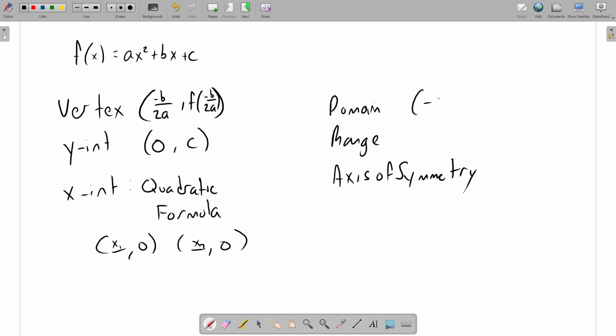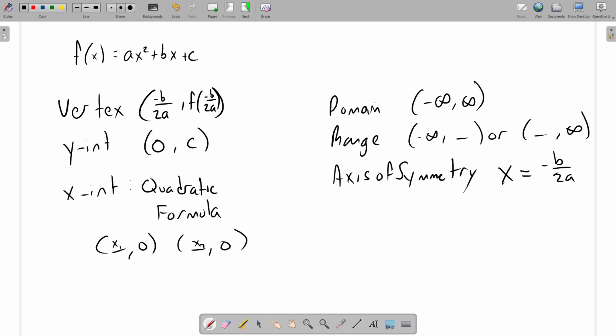We know that domain is always from negative infinity to infinity because these are parabolas. The range is going to be negative infinity to some y value, or some y value to positive infinity. And the axis of symmetry is always going to be x equals negative b over 2a. If you're confused about this domain and range, it's something we talked about in the last episode of this quadratic series, so go ahead and watch that if this is confusing, because we really dove into it and looked at how to come up with domain and range and where these come from.